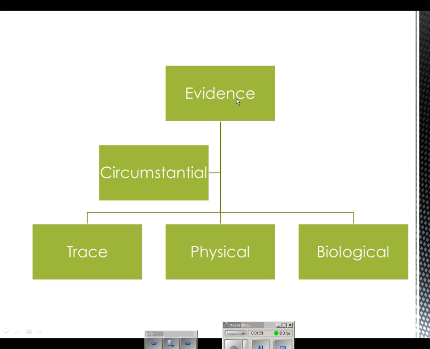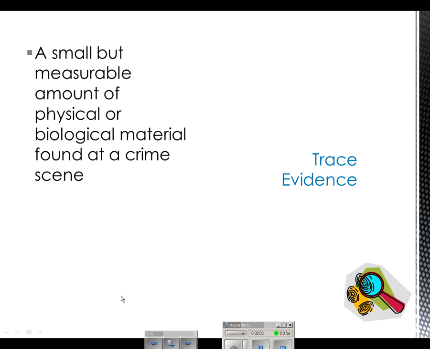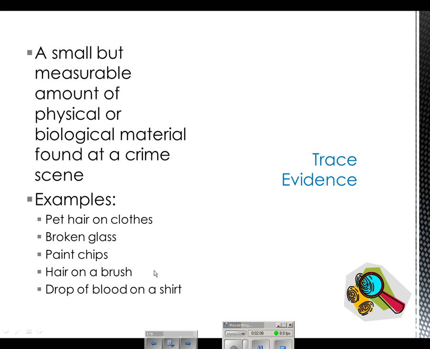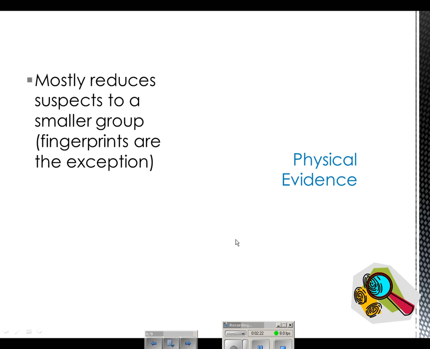So here we have evidence, then circumstantial, and each of these, trace, physical, and biological, can fall under circumstantial evidence. Trace evidence is any evidence that's small but measurable. It can be physical or biological material that's found at a crime scene. We could look at pet hair on clothes, broken glass, paint chips, hair on a brush, a drop of blood on a shirt. All of that would be considered trace evidence because it's found typically in small amounts, but it's still measurable.